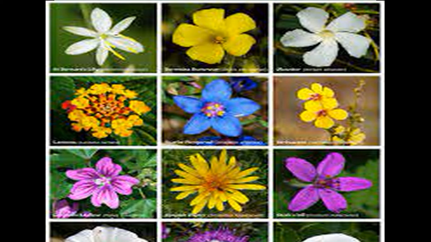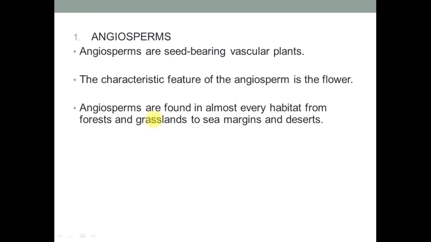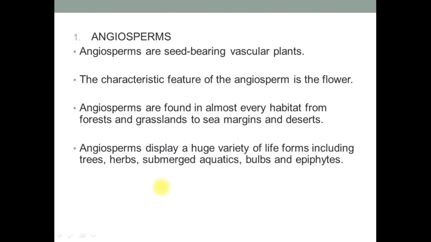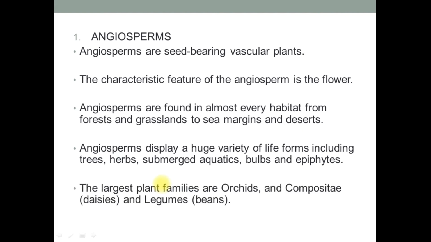Angiosperms are found almost everywhere and in every habitat. That is in forests, in grasslands, and they are the most common plants. Angiosperms display a huge variety of life forms, including trees, herbs, submerged aquatics, bulbs, and epiphytes. And the largest plant families are orchids, composites, and the legumes.